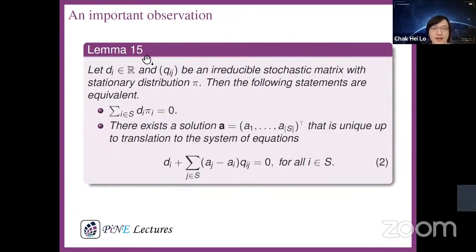So let d_i be in R and q_ij be an irreducible stochastic matrix with stationary distribution pi. So this q_ij is essentially well defined. Then the following statements are equivalent. This is what we say about the quantity here, summation d_i pi_i. If this is zero, then the following condition holds. So they are equivalent. This condition is that there exists a solution a, which is a vector that is unique up to translation, to the system of equations for this. So in some sense, we transform this condition from this quantity to the existence of a certain solution in a system of equations and vice versa, so we can go back.